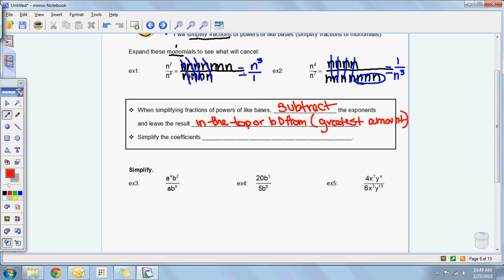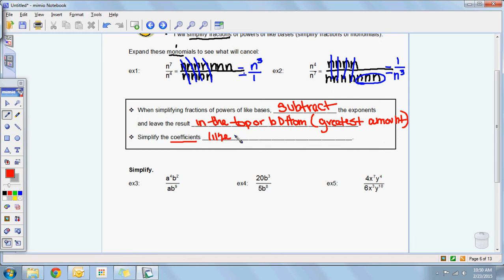Okay, so if you don't want to list them all out like this, which I wouldn't blame you, you can do the shortcut by subtracting and put the biggest amount on top, or wherever it is, okay? So you're going to simplify the coefficients. Remember, the coefficients are the number in front. So these didn't have a coefficient. Down here, no coefficient. This is our coefficient. So if ever you have coefficients or numbers in front, you have to simplify those coefficients like you simplify a fraction.